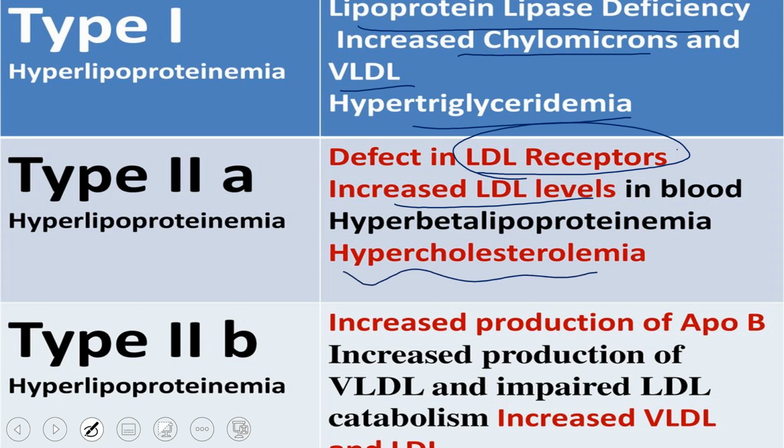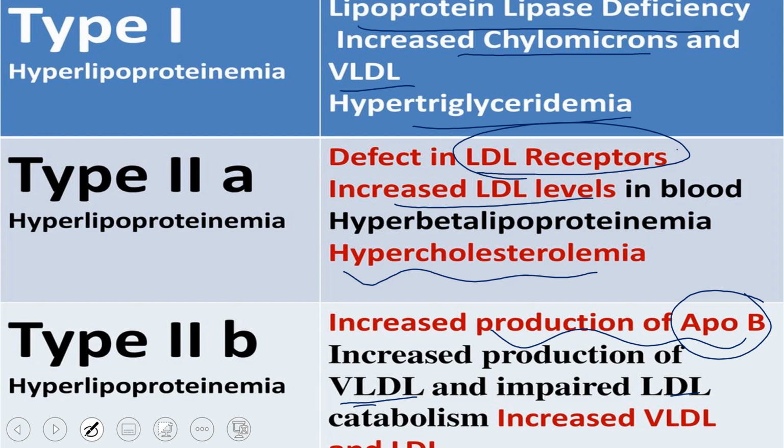Next is type 2B. In case of type 2B, we are having overproduction of ApoB protein. So increased production of ApoB. ApoB is apolipoprotein B, which is present in chylomicron, VLDL, IDL and LDL. So here we are going to have more VLDL and impaired LDL catabolism. Type 3, there we are having abnormality in ApoE. Type 4, we are going to have overproduction of triglycerides.